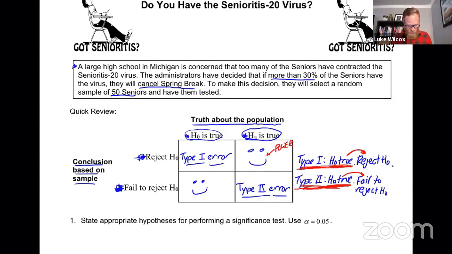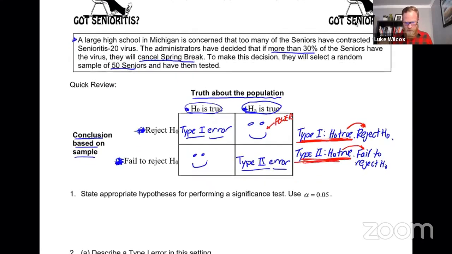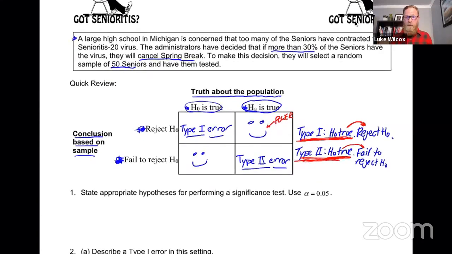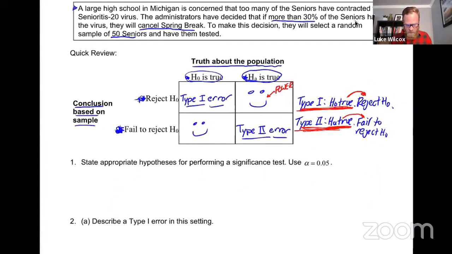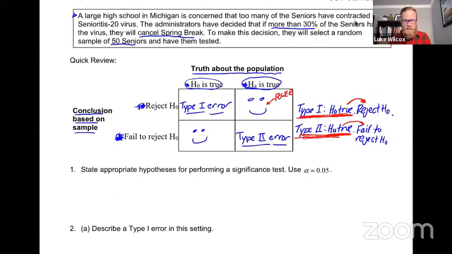Okay, with that quick review out of the way, I think we are ready to jump into the context here about this high school in Michigan where they've got this senioritis problem and the administrators are going to take a sample and do a significance test to decide what they want to do about spring break. So we're going to start with the hypotheses here in an alpha level of 0.05.